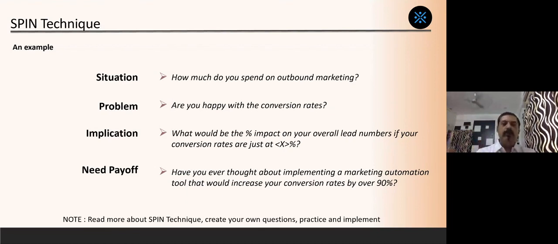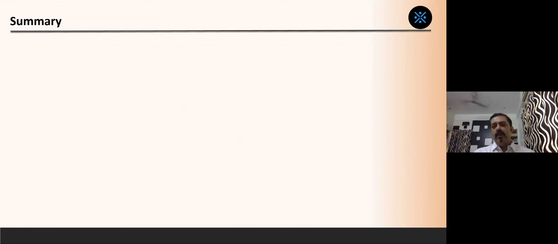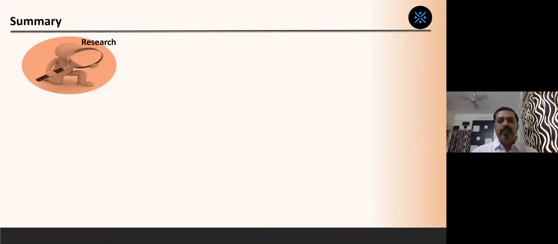So go through this and read a lot about this. A lot of material is available when you search on Google. Create your own questions, practice, and then implement. So that's pretty much what I had in mind regarding need identification.